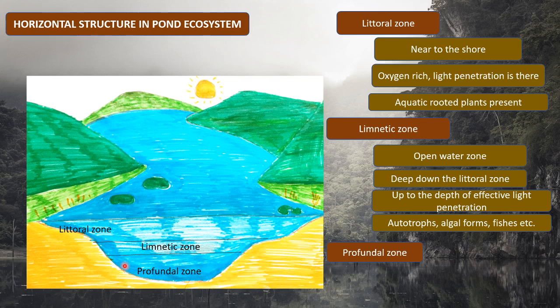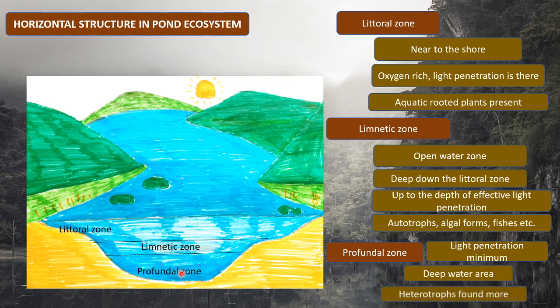Now the profundal zone is the lowermost zone. Here the light penetration is minimum, there is almost no light penetration. This is a very dark zone. Here mainly we can observe organisms like heterotrophs. Heterotrophs are all the kinds of bacteria and fungi that we can observe, because these are able to decompose the debris that comes from the upper portion of the pond.